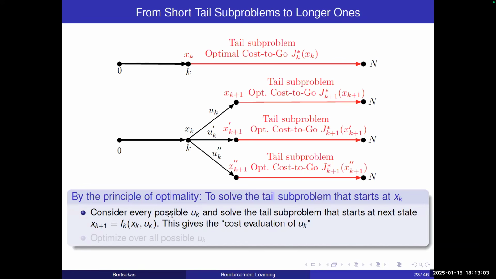That is to say, consider every possible uk and solve, given that we have solved the tail subproblem that starts from next state xk plus 1. By doing so, we obtain an evaluation of how desirable each control is and select the one that gives the best result. Note that during this process, I need to solve all the tail subproblems, not some tail subproblems. I need to solve all of them because in order to solve the tail subproblem of xk, I rely on the values of optimal cost to go at stage k plus 1 for all possible states. So this is very important.